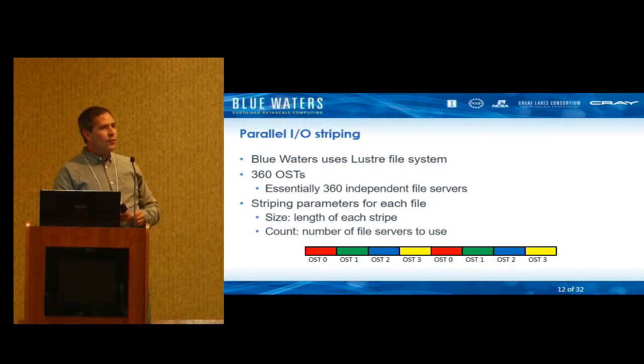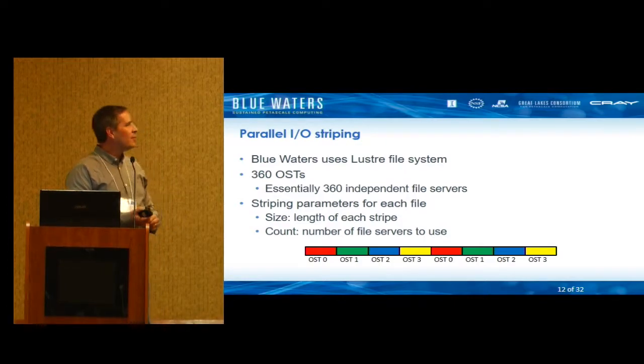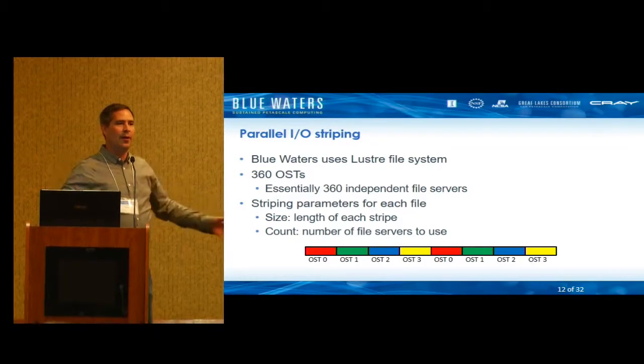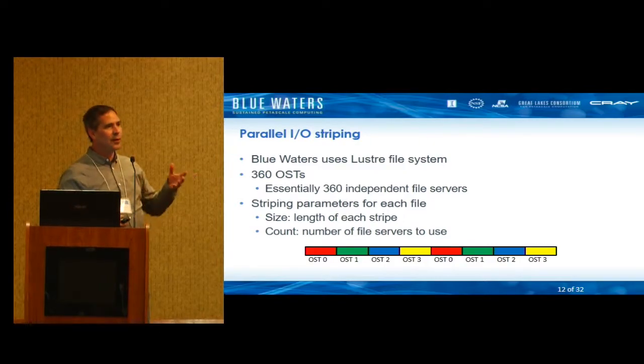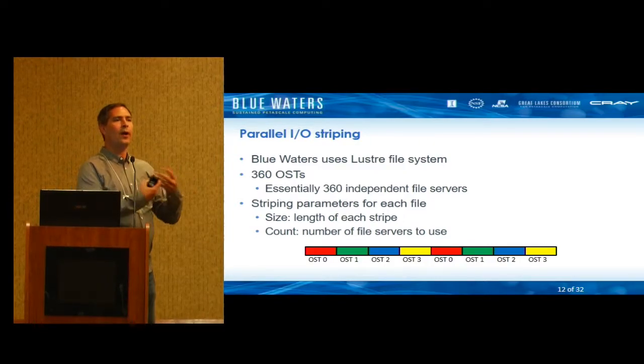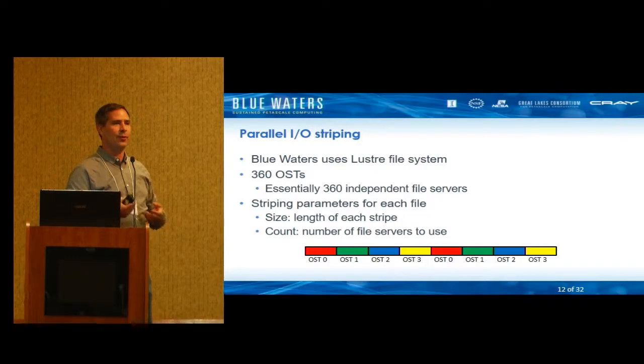So Blue Waters uses the Lustre file system, and it's this whole complicated setup of a hierarchy of RAID disk drives and cabinets of disks. But essentially what it gives you is 360 OSTs. That's Lustre terminology for a file server. It's essentially 360 independent file servers.